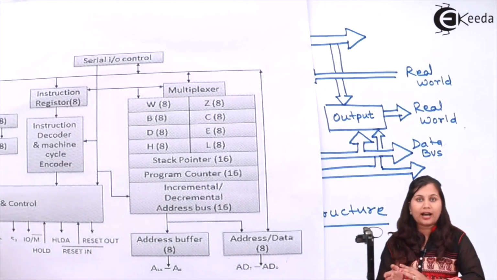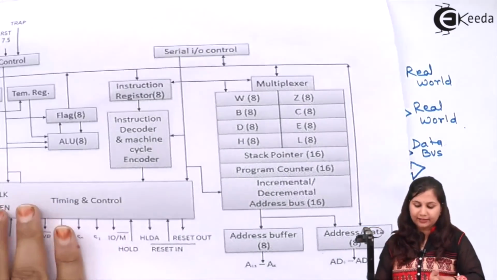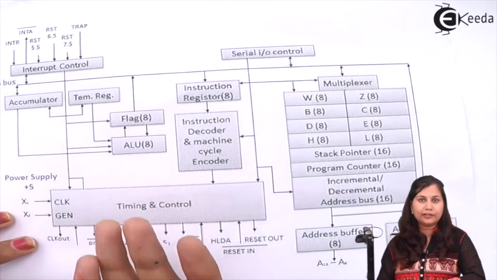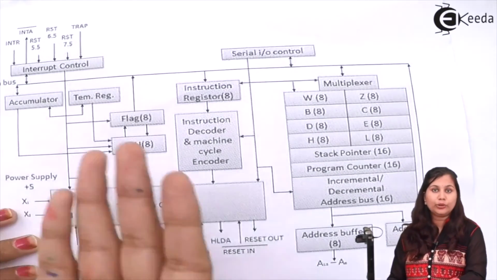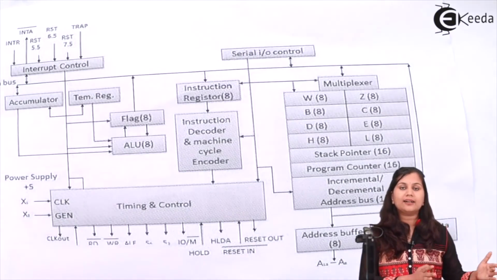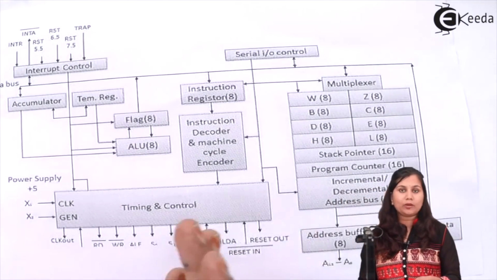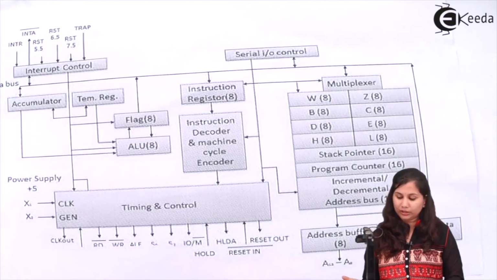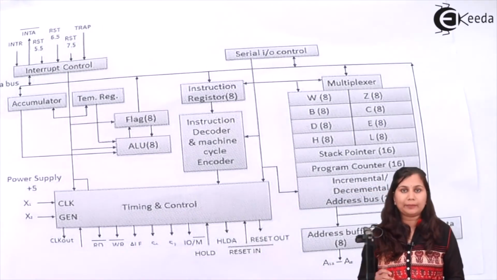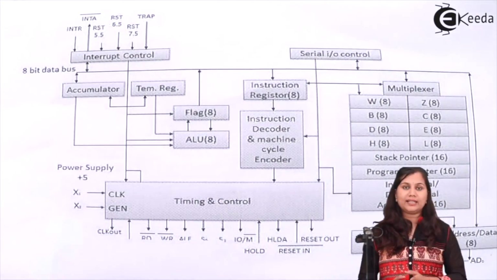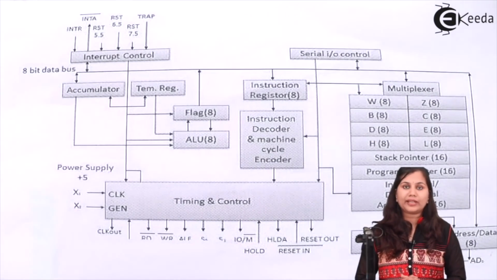Whenever the hardware model is asked, then only show the accumulator, flag register and ALU, and timing and control unit, and you can show the buses. That comprises the hardware model, and the programming model comprises the registers, stack pointer and program counter. This shows the programming model of the 8085. So in this video, we have studied the architecture of the 8085.